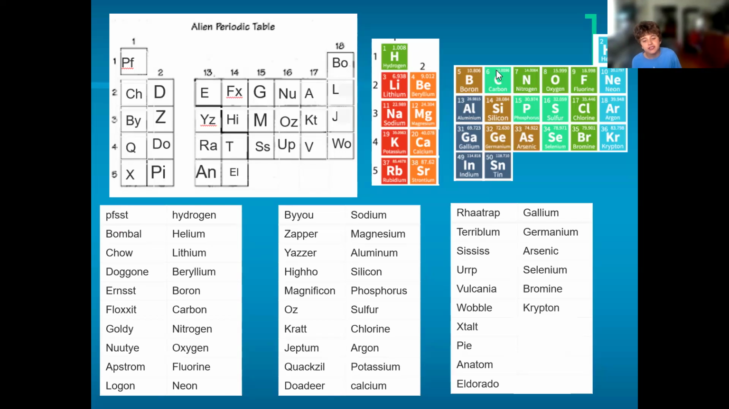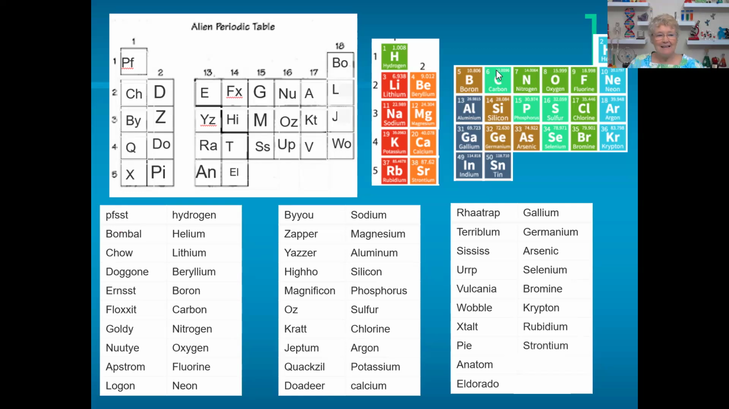Exalt. Yeah, look at that. That is rubidium. Pi. Strontium. Anatom. Yep, indium. And then Eldorado. Tin. And with that, we're done. We have now solved the puzzle. We've solved the mystery. We are able to enter into a trade agreement with these aliens because we know what elements on their periodic table match the elements on our periodic table. Excellent, excellent. Anybody have any questions?